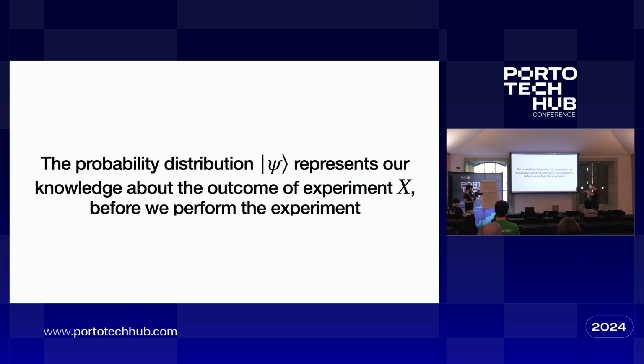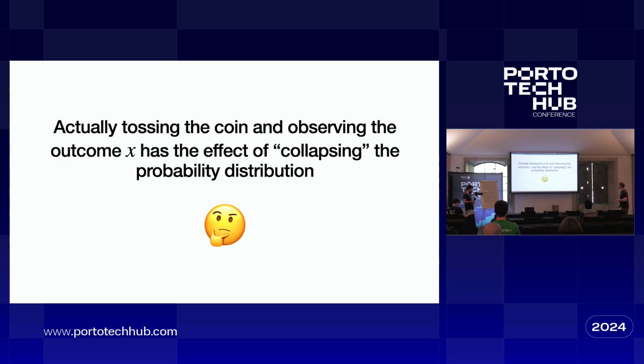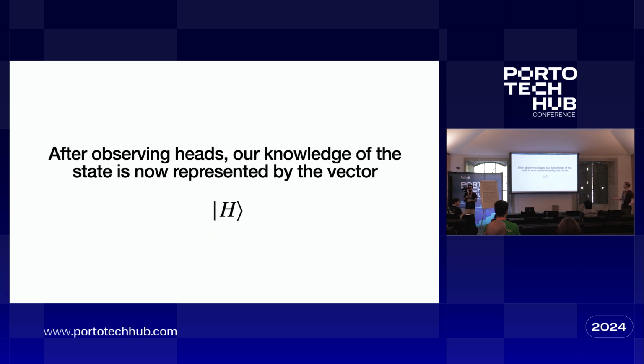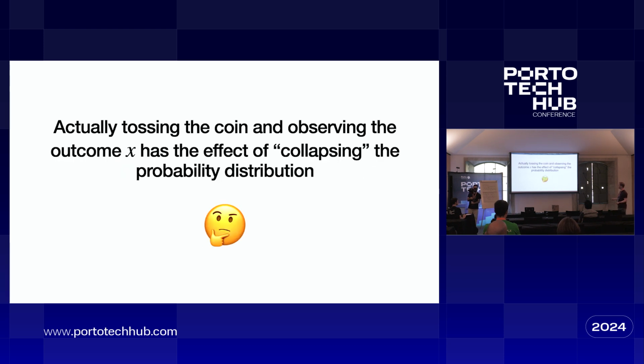So this is reinterpreting the notion of probability in terms of information. After tossing the coin, after flipping the coin and observing the outcome, what happens to our probability distribution? What's our new probability distribution? It's a result, right? Exactly. It's like H or T, okay? So it has the effect of collapsing the probability distribution into a single basis state.